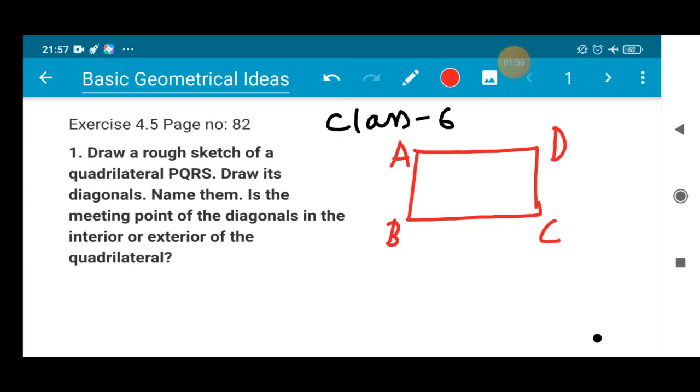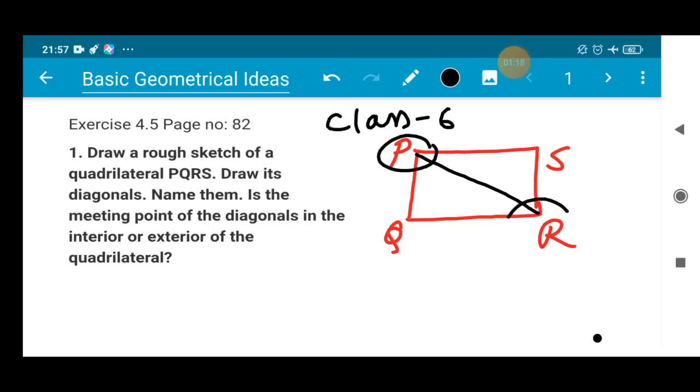Now they have said to draw a rough sketch of PQRS. So we have to name it as PQRS. Okay, let it be PQRS. Draw its diagonal. So diagonals are always inside the quadrilateral. This is one diagonal here. What is a diagonal? The diagonal means the line segment which joins two vertices.